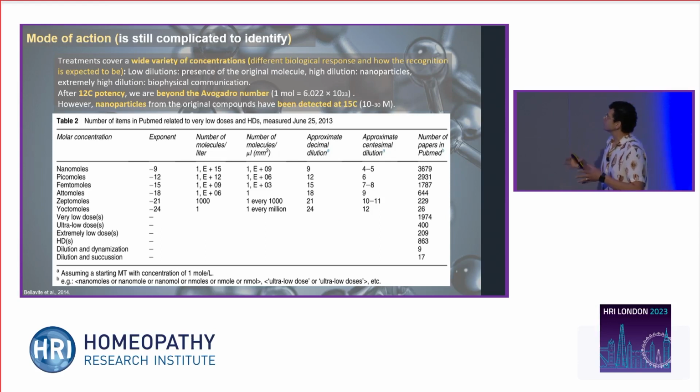where the low dilutions may be related to the possible presence of original molecules. And at higher dilutions, there are some authors that report nanoparticles, but also biophysical communications. And what I have seen in this meeting is that this is still very controversial, right? So after potency 12, beyond Avogadro's number, is where nanoparticles have also been detected.